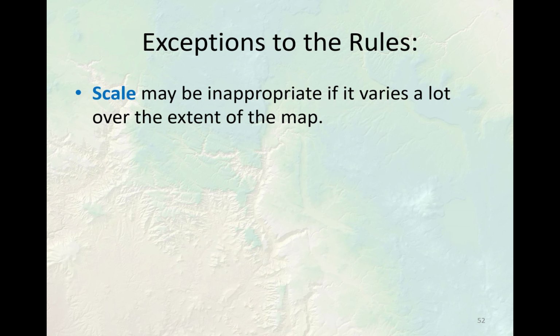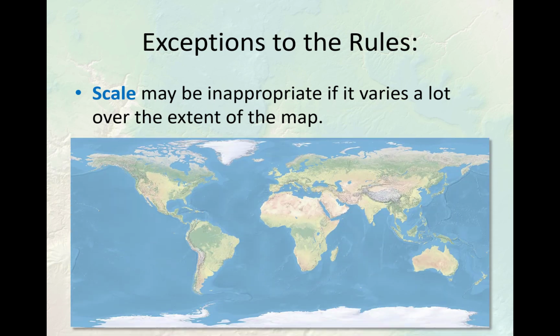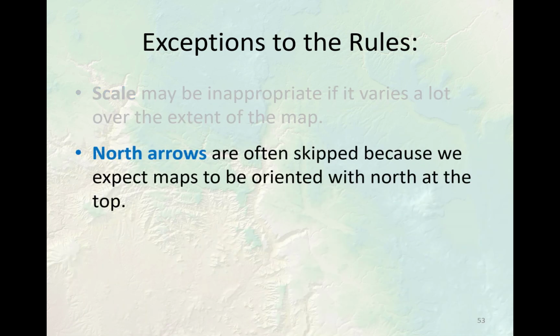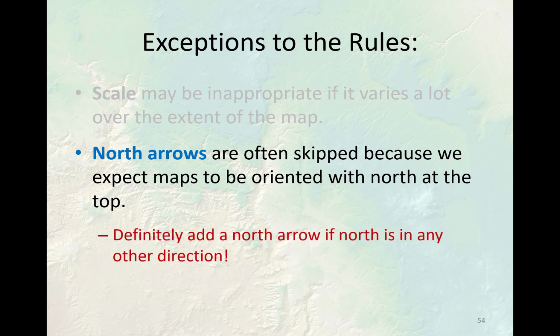So the general rule is that certain map components should almost always be added to maps, like scale bars, but there's always exceptions. And we almost always want a scale bar when we map our survey areas or analysis areas, management zones, but sometimes scale bars are not appropriate if the scale changes a lot over the map. North arrows are often left out just because we usually assume that north is to the top, but sometimes they are nice aesthetically. You should definitely add a north arrow if north isn't at the top.